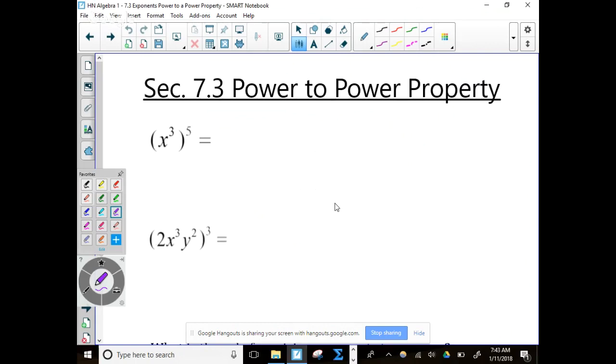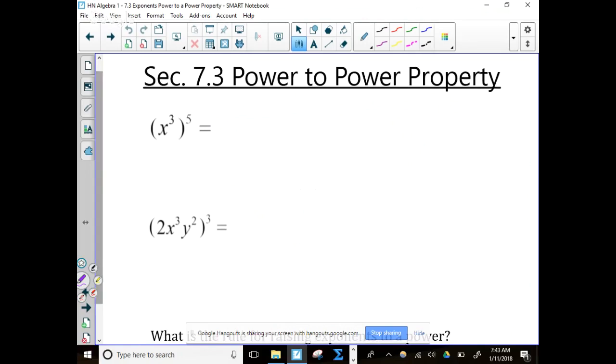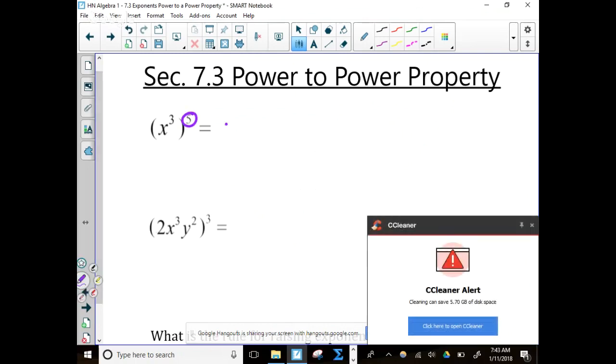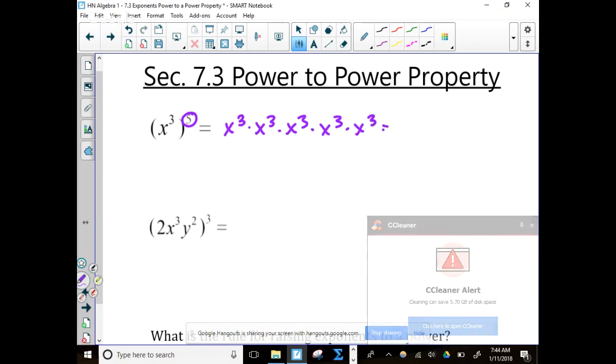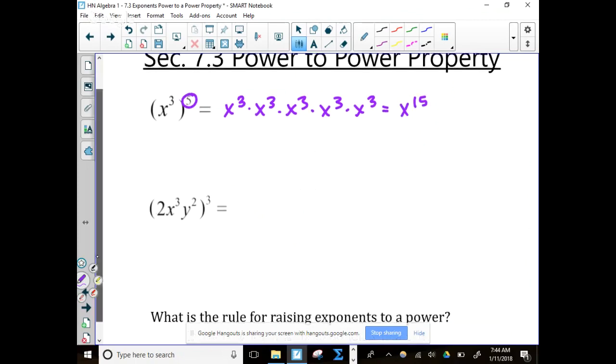Okay, so what we talked about the other day was actually writing out what exponents mean, and then we figured out what the shortcut or the rule is. So in this case, if I had x to the third raised to the fifth power, what this would actually mean with the fifth power would be x to the third times x to the third, 5 times, right? And then we know from a previous lesson, if it's multiplication, we can go ahead and add all those exponents together. So 3 plus 3 plus 3, 5 times, would be x to the 15th.